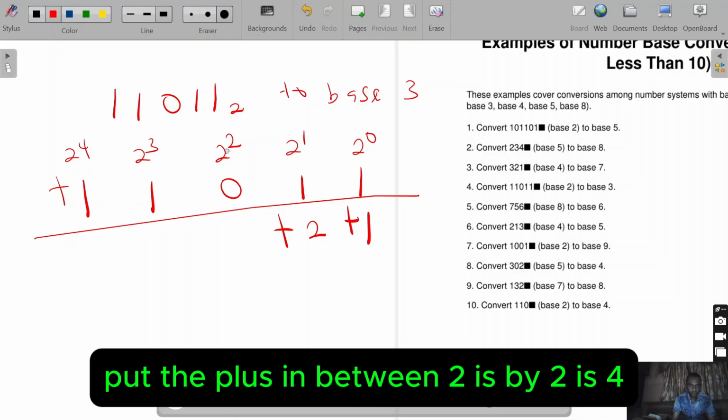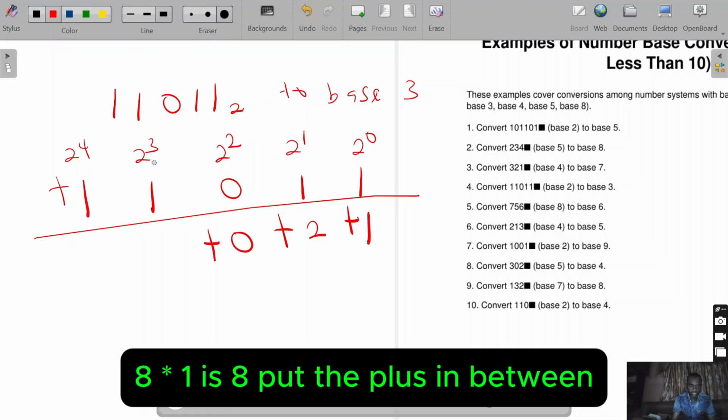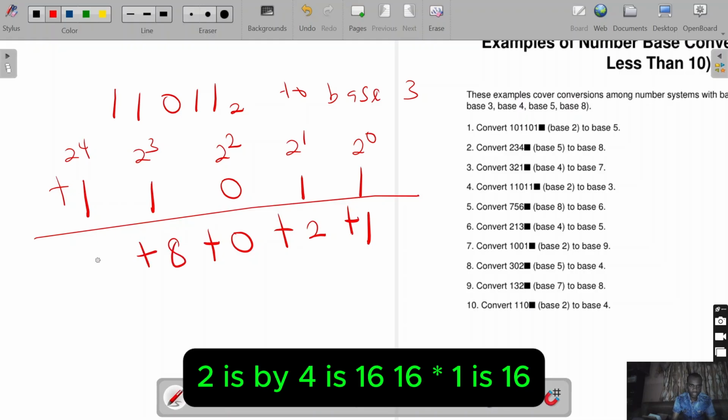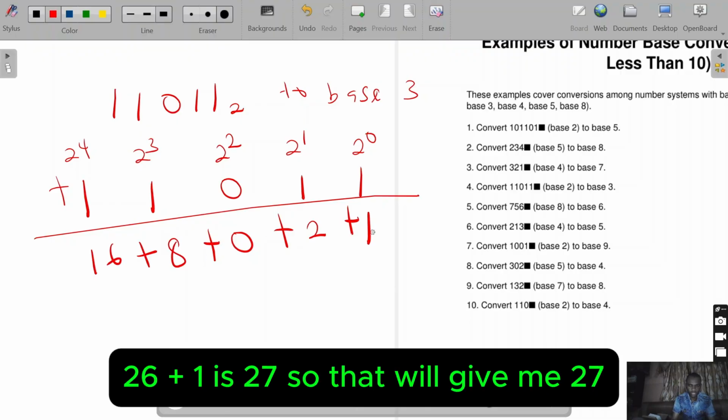2 raised to power 2 is 4. 4 times 0 is 0. Put the plus in between. 2 raised to power 3 is 8. 8 times 1 is 8. Put the plus in between. 2 raised to power 4 is 16. 16 times 1 is 16. So 16 plus 8 is 24. 24 plus 2 is 26. 26 plus 1 is 27. So that will give me 27.